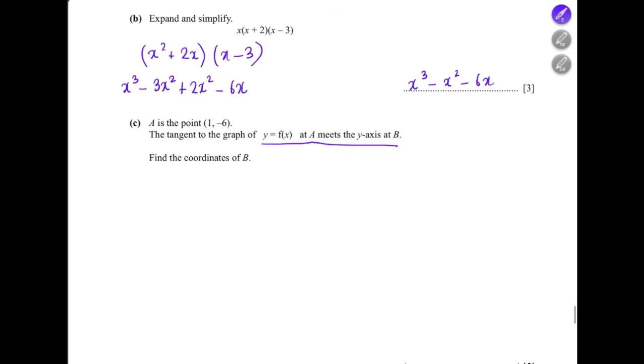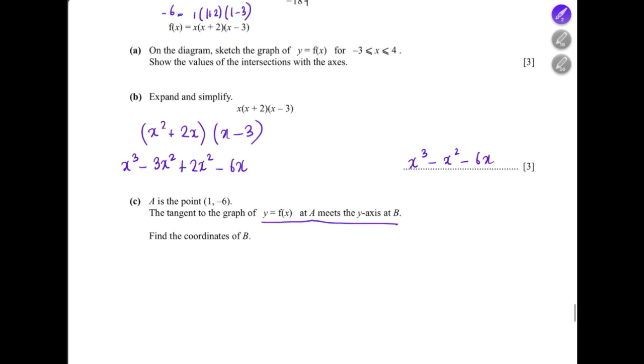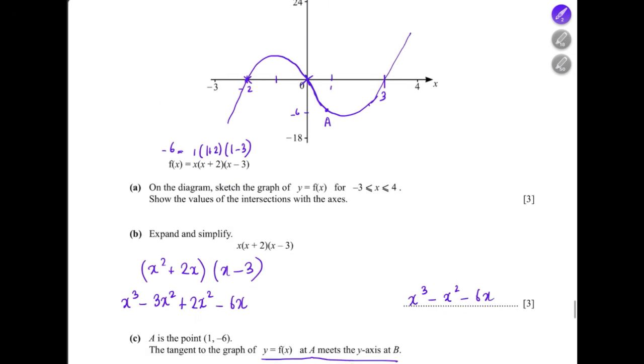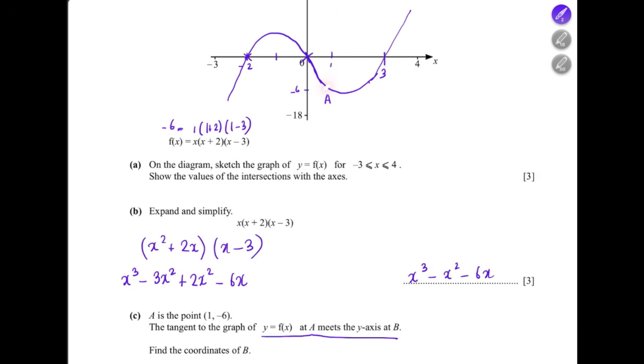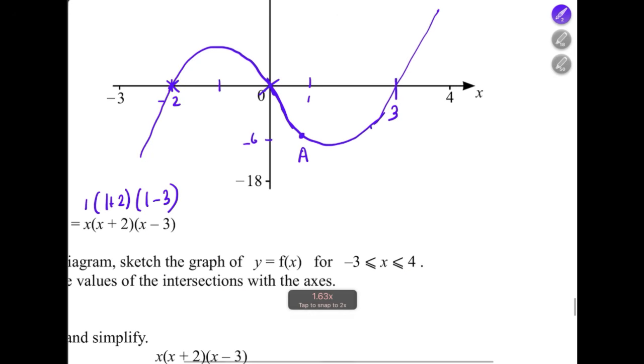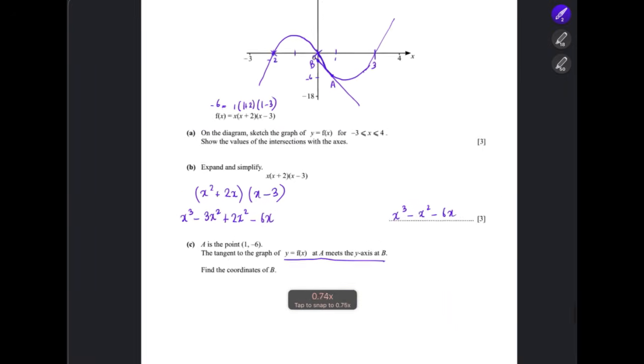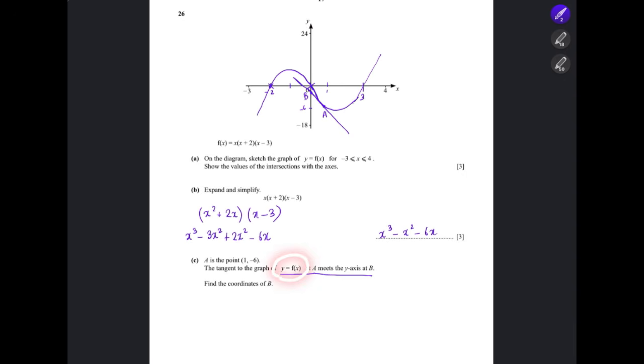Now, the tangent to the graph of y equals f of x meets at A. So if you draw a tangent here, it meets the y-axis at B. So if you draw a tangent like this, you will get something like this. This is your point B. Okay, this point is point B. Find the coordinates of B. y equals f of x is this curve, and then the tangent to the curve is this straight line.